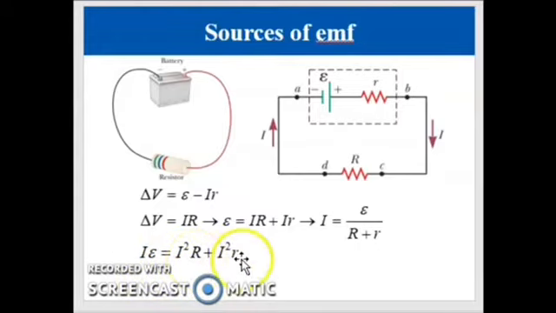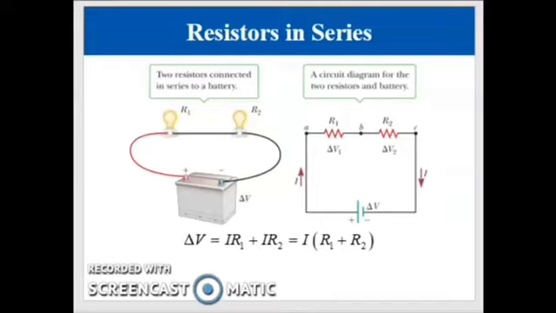Okay, next, we have combination of resistors. When two or more resistors are connected end to end, as in the figure on the left, we say they are in series. The resistors could be simple devices, for example, light bulbs, or they can be heating elements. When two resistors R1 and R2 are connected to a battery, the current is the same in the two resistors because any charge that flows through R1 must also flow through R2.